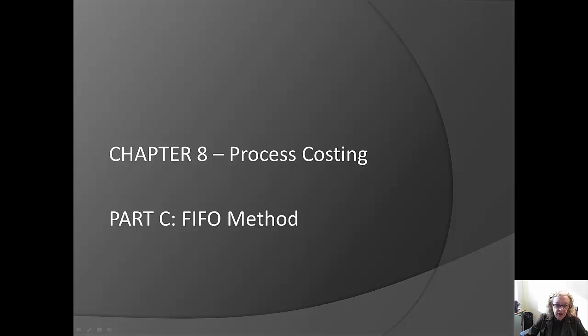The previous two sections of Chapter 8 dealt with how process costing firms would use the weighted average method. Most firms that do process costing do use the weighted average method because it's easier. However, I want you to understand how the FIFO method, first in, first out, would be applied to process costing because it's actually a superior method that gives firms a little bit more information that might be useful to them.